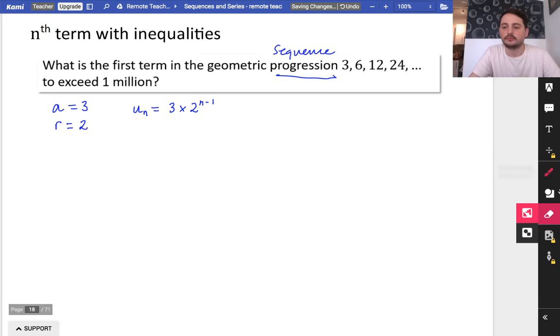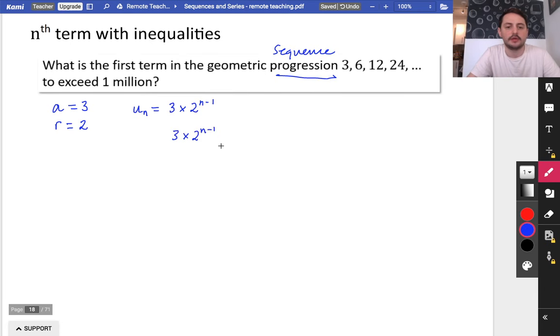So what we shall do is we want this thing, which is 3 times 2 to the power of n minus 1, to exceed 1 million. Let's just check I put the right number in there. Good. So what we're going to do is divide both sides by 3, and then we're going to take logs of both sides.